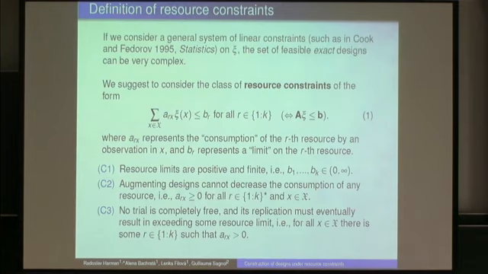So we consume some resource with each trial. According to this interpretation, these limits must be non-negative, of course, but also these consumption coefficients must be non-negative. And there is a third very natural assumption that no trial is completely free. In no design point is the trial completely free, and its replication eventually results in exceeding some resource limit, which means that for all x, there is some resource such that the corresponding consumption coefficient is strictly greater than 0.